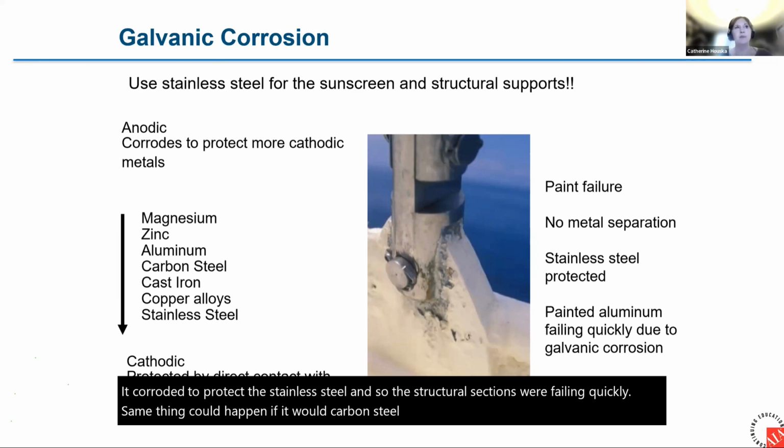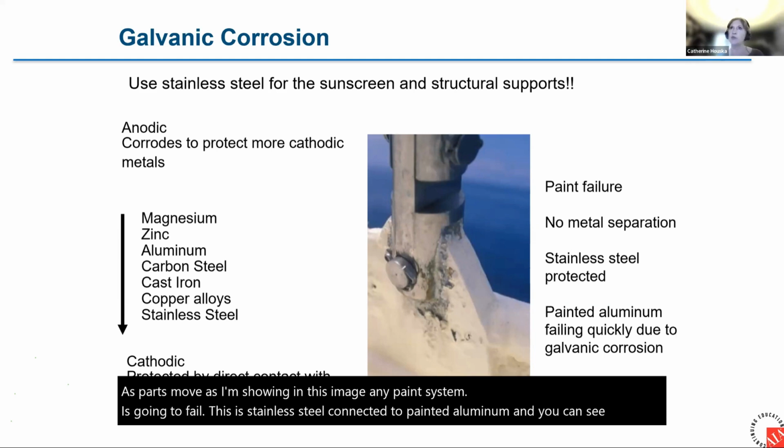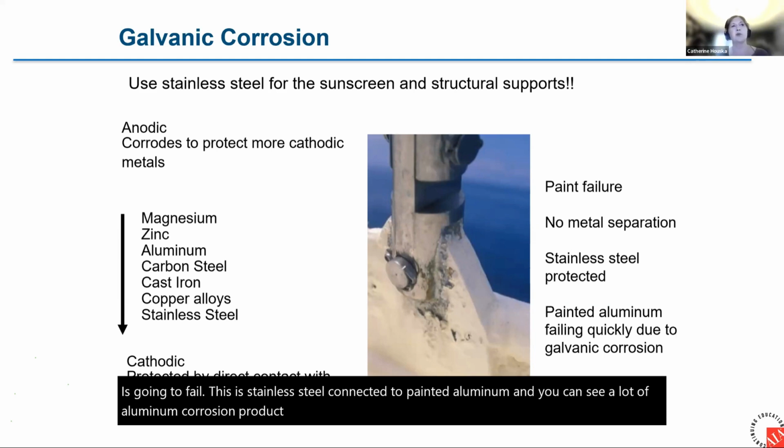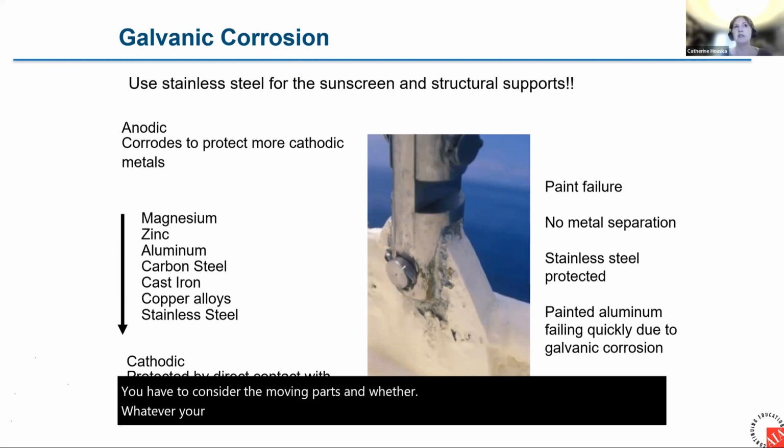As parts move, as I'm showing in this image, any paint system is going to fail. This is stainless steel connected to painted aluminum, and you can see a lot of aluminum corrosion product around that interface where the paint has been lost. You have to consider the moving parts and whether whatever your separation system is will last over time. It's much better to have it all be stainless steel.